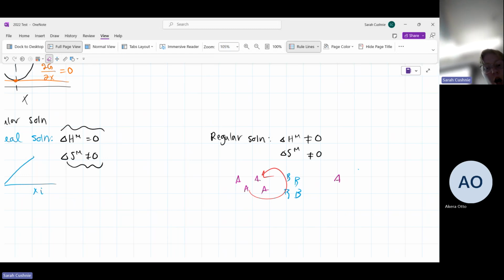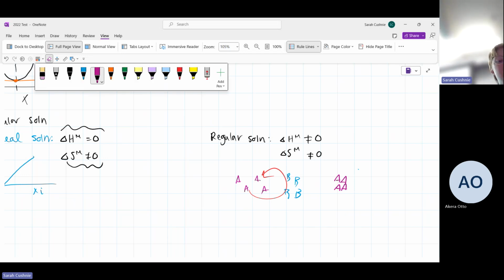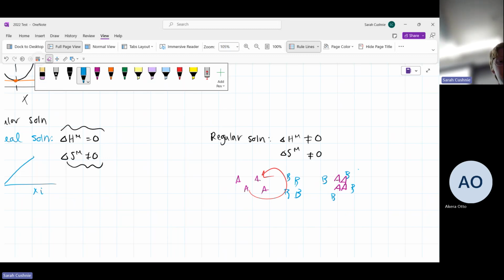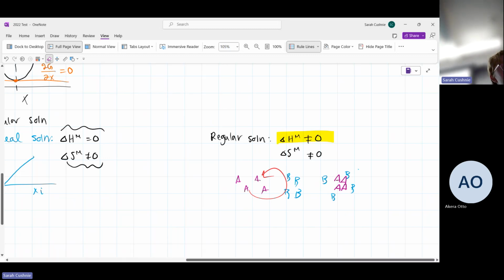It's going to be like, maybe the A stuff really likes each other. So it's going to clump up together in A, and then the B is going to surround it maybe. Something like this, for example. And we're going to be forming these bonds. We're going to be releasing energy or absorbing energy as we do this. And that causes delta H to not be equal to 0.